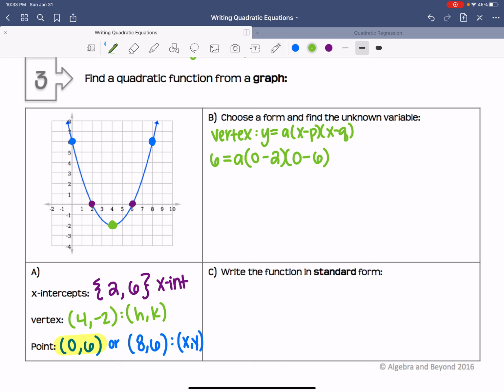All right, now it's just a matter of simplifying. So 6 equals a times, this is -2, this is -6. So that gives us a times 12. I'm going to rewrite that as 12a. And then we're just solving for a. So divide by 12. And we get that a is 1/2.